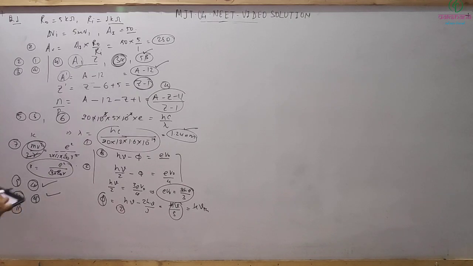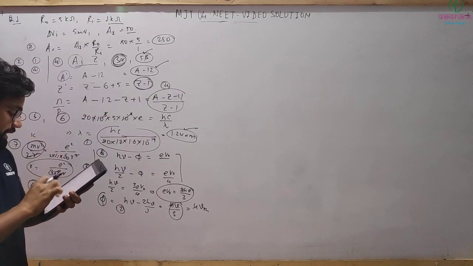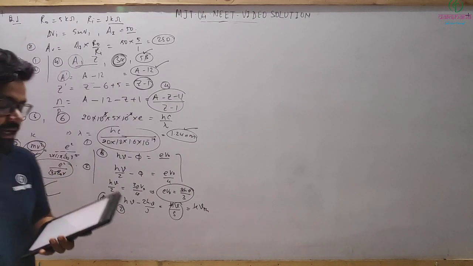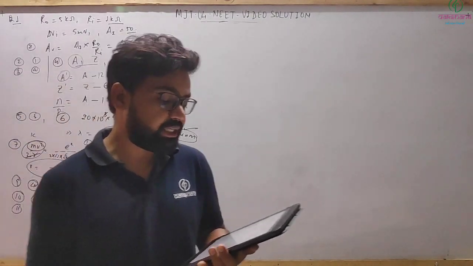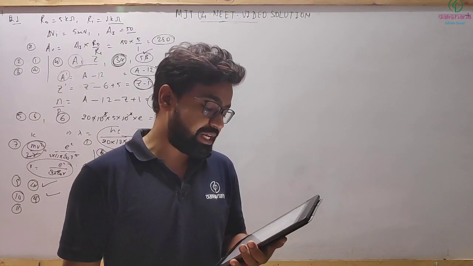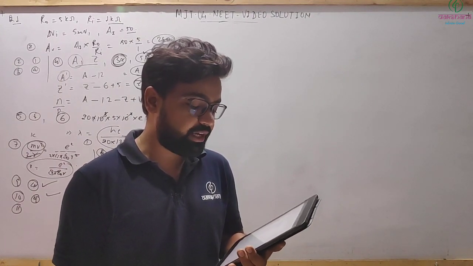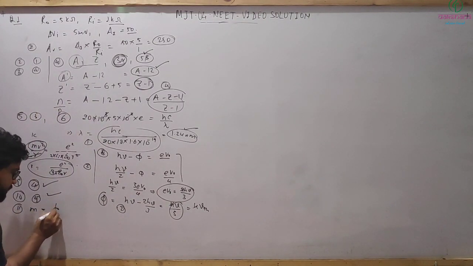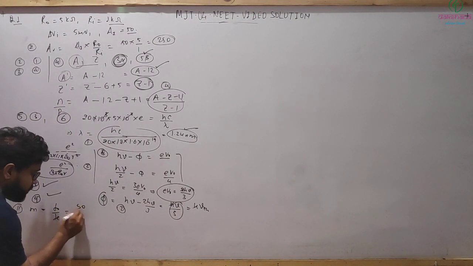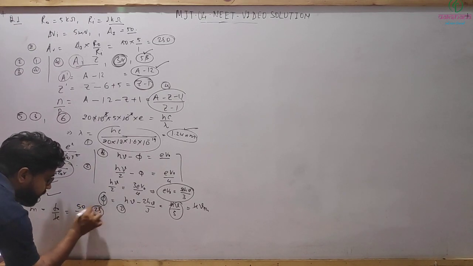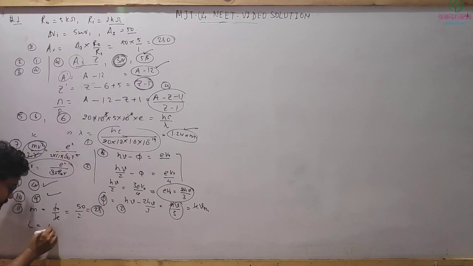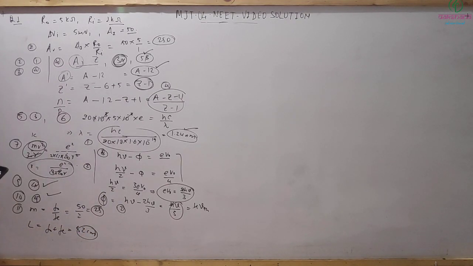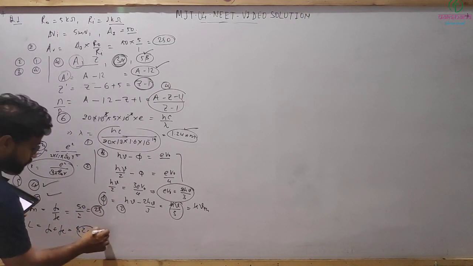Question number 11. Focal length of objective and eyepiece in an astronomical telescope are 50 and 2 centimeter. For normal adjustment, find the magnifying power and length of the telescope. Magnifying power is f objective by f eyepiece, 50 by 2, that is equal to 25, and the length is f objective plus f eyepiece, that is 52 centimeter, and that's matching with option number 2.